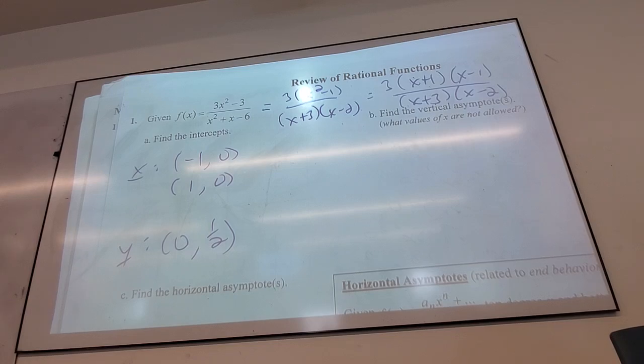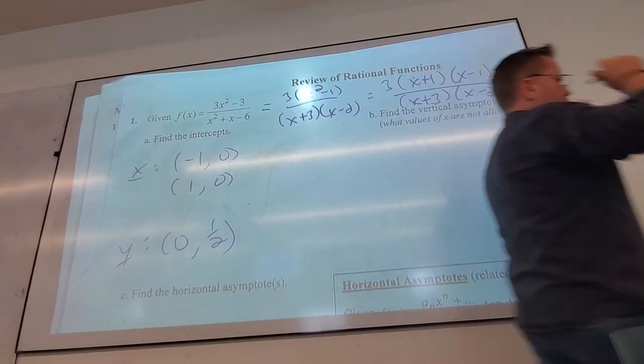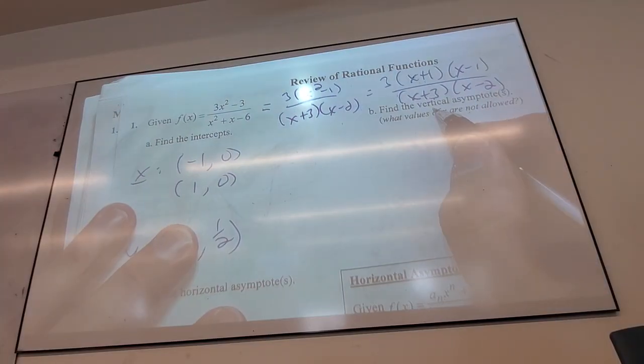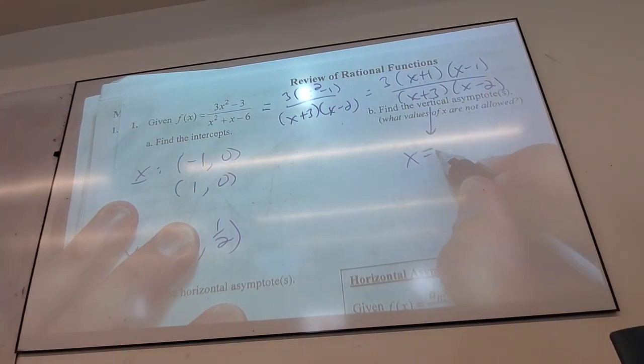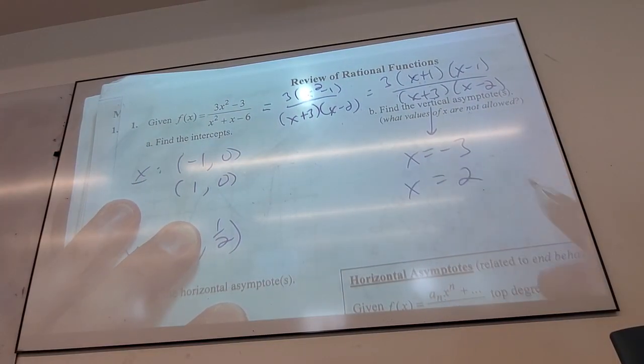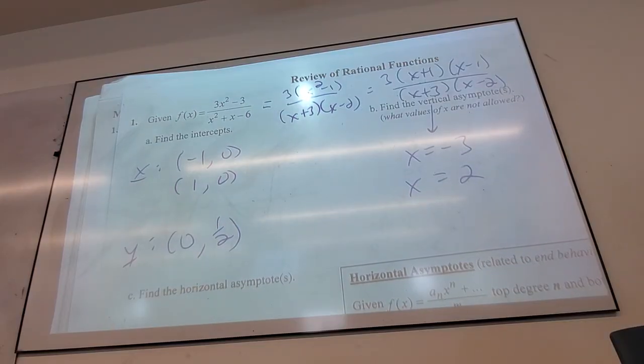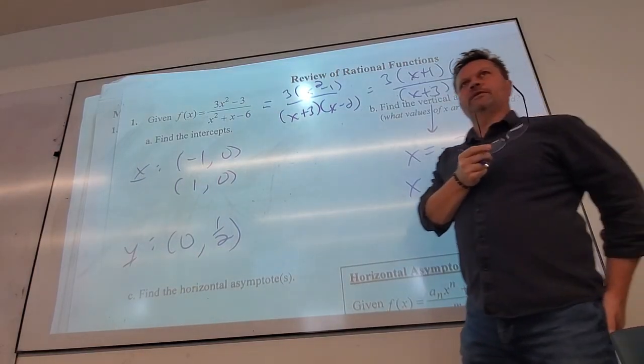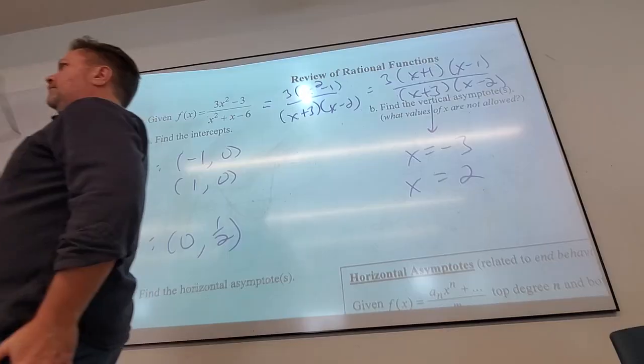So I literally put a wall at the value of x that my function freaks out at. So what values of x does my function not exist at? The equations of the vertical asymptotes are x equals -3 and x equals 2. They are vertical lines. That's their equations. Don't just say -3 and 2, that doesn't make any sense.